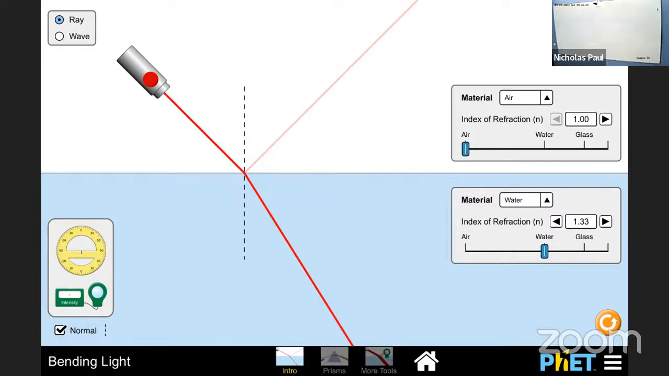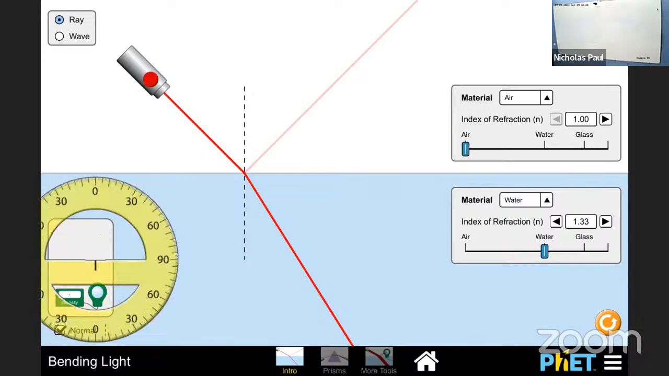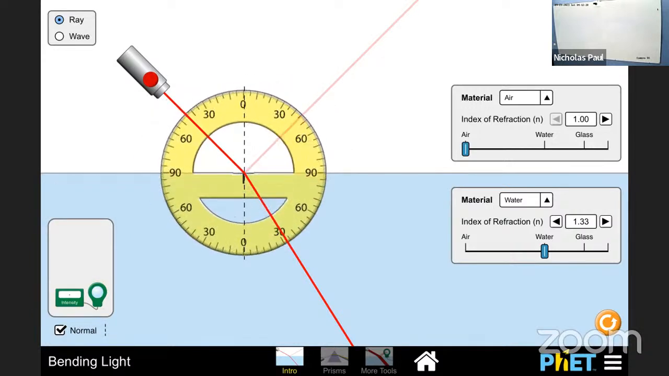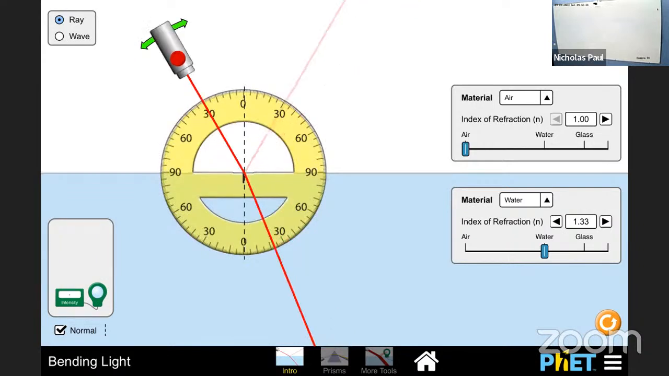All right, let's see if this will work. What's the angle here? Let's make the angle a little more readable. The angle here, that's the angle of incidence of 50 degrees. So instead of the ray continuing in a straight line, the ray bent inwards a little bit. It bent inwards to about the angle of, what's it looking like there?